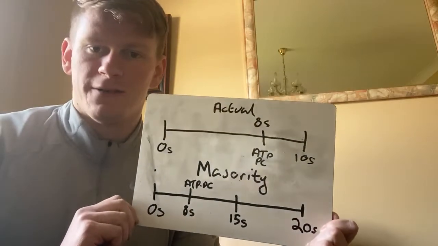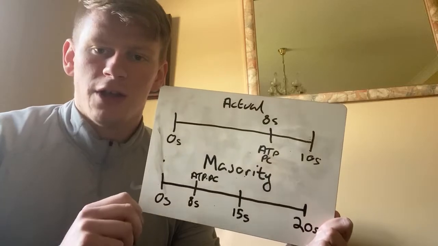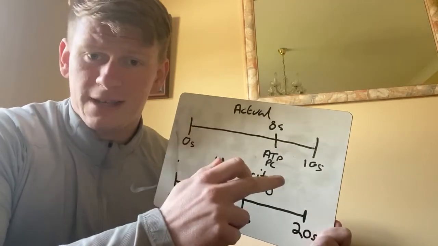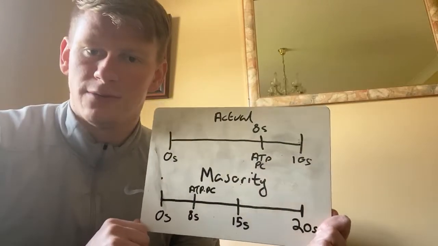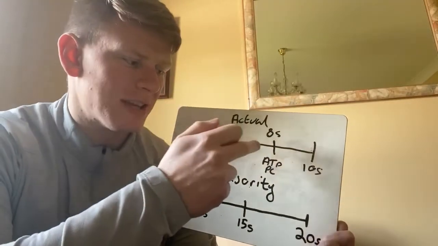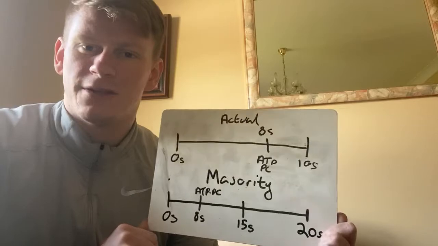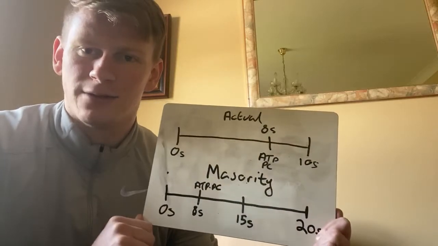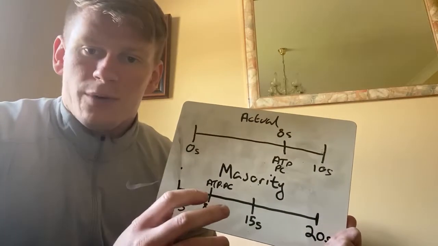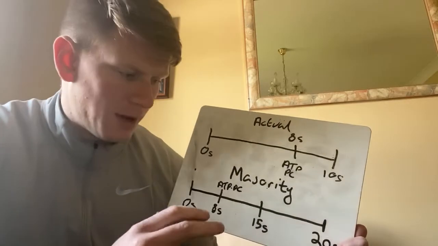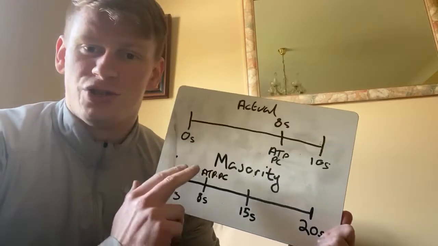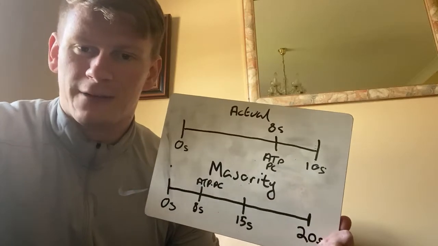The first thing you need to know about the ATP-PC system is about how long it provides energy for. You need to know that the ATP-PC system will last for up to 8 seconds. So its actual time it provides energy for is 8 seconds. Now, when you get given a question, which I'll show you in a bit, it might ask about the majority of energy being provided.